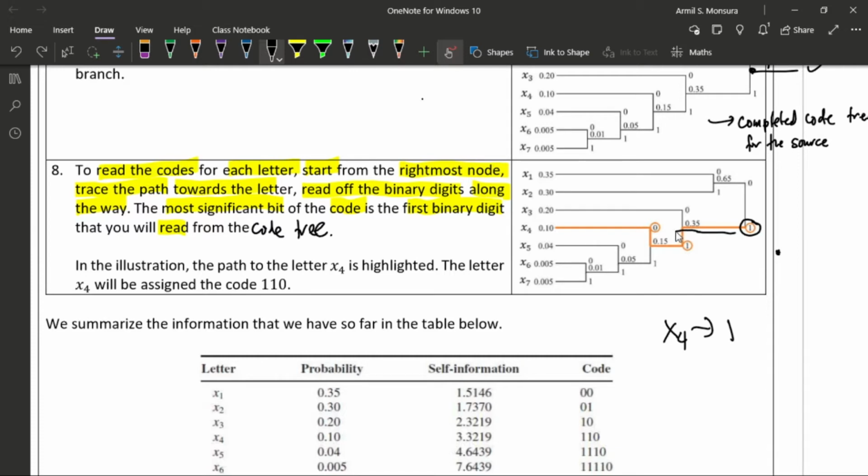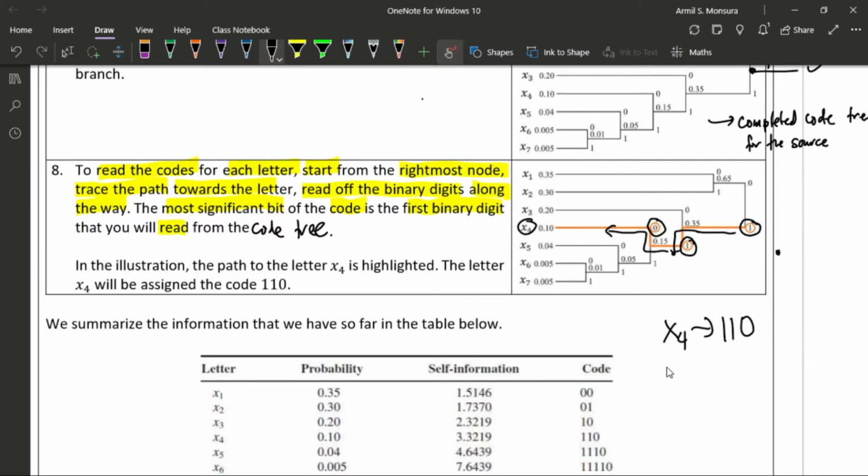Then, we will have to go down here. So, that gives us, again, nadaan natin yung 1. So, that's another 1, as part of the code word. Then, finally, 0, as its third binary digit. So, doon natin makukuha yung X4. So therefore, ang assigned code word natin para sa X4 is 110.